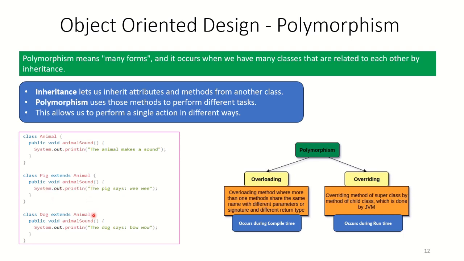There are two flavors of polymorphism, method overloading and method overriding. Method overloading occurs during compile time, whereas overriding occurs during the runtime.